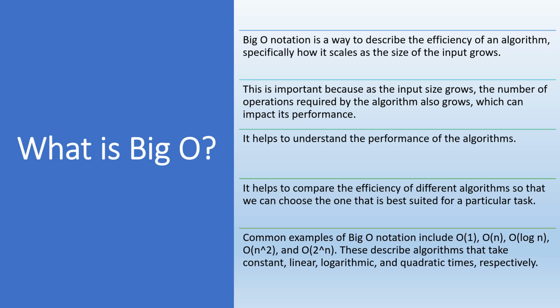Some good examples of big O notation include O of 1, which is constant time, O of n, which is linear time, O of log n, which is logarithmic time, O of n square, which is quadratic time, and O of 2 raised to n, which is exponential time. So let's look at different examples of the different big O notations.